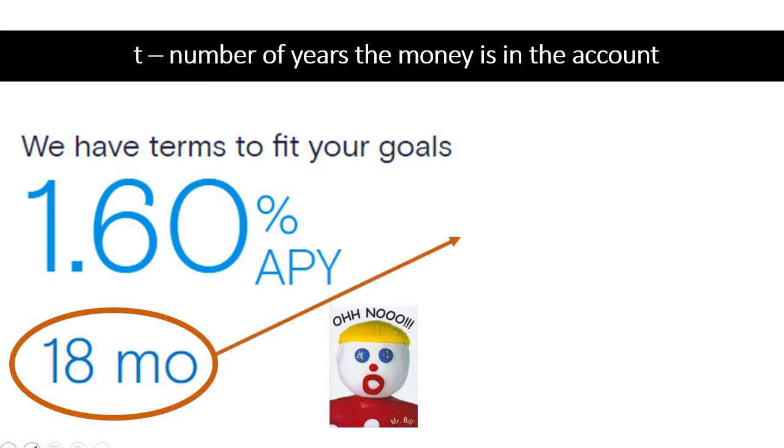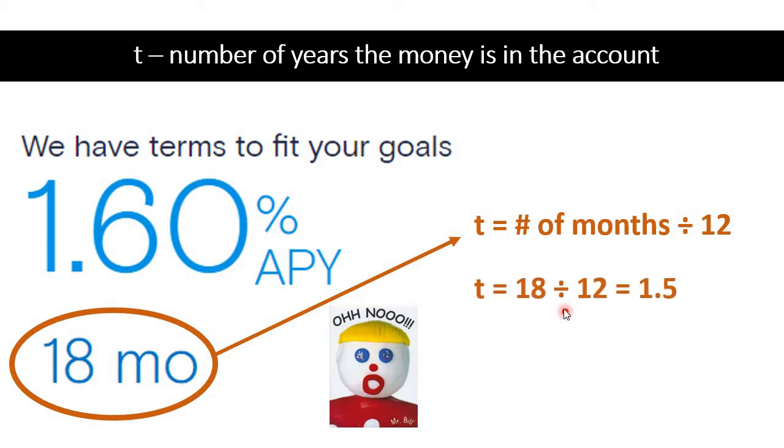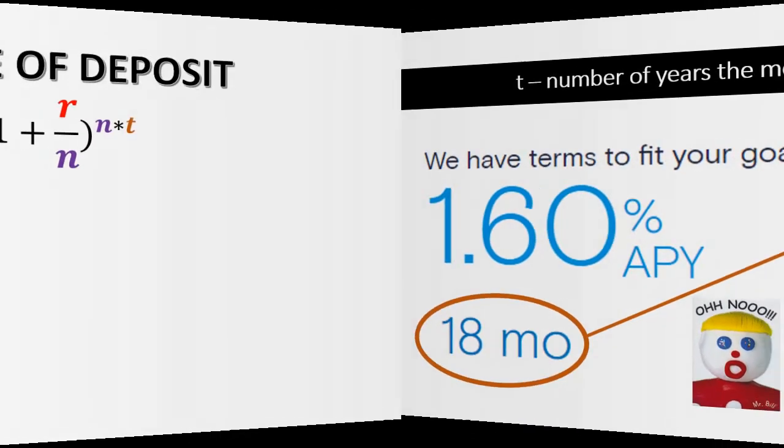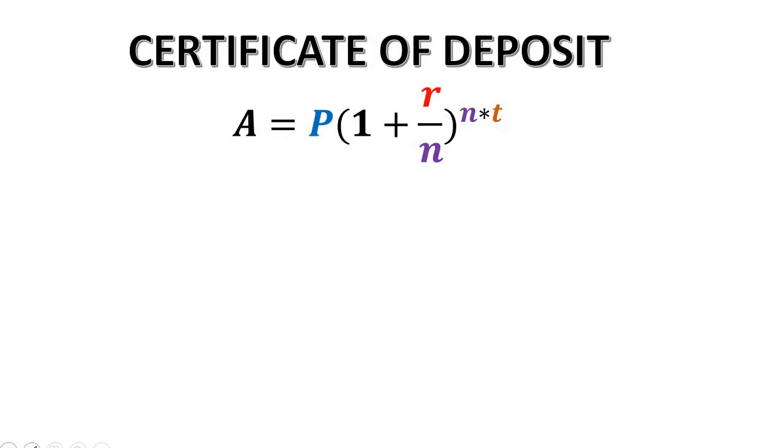Thank goodness we all have 12 months in our calendar, don't we? And so all I have to do is take the number of months, divide it by 12. That's my value for T for the formula. So in this particular instance, I do 18 divided by 12. I get 1.5. That's T. That's what's going into the formula, not this 18. And so let's utilize that.